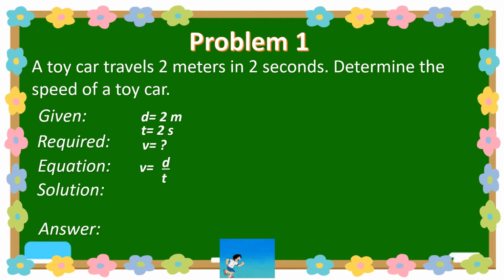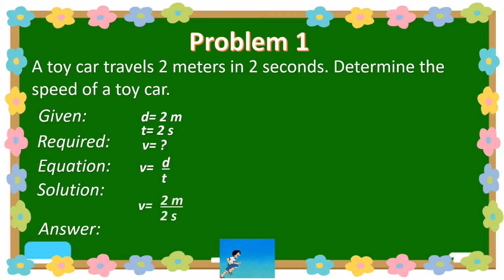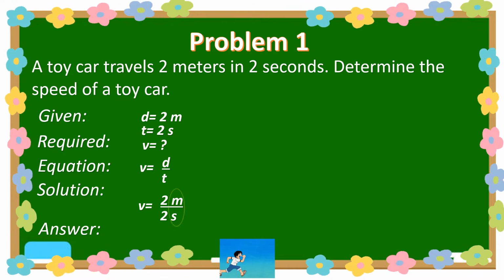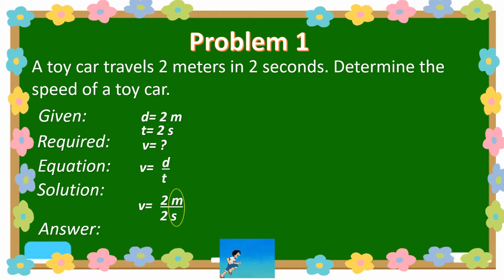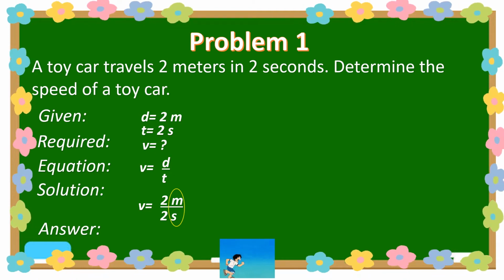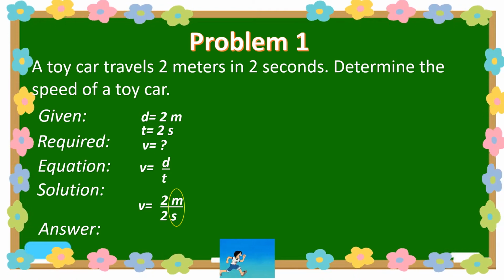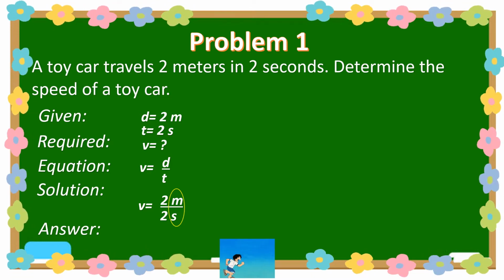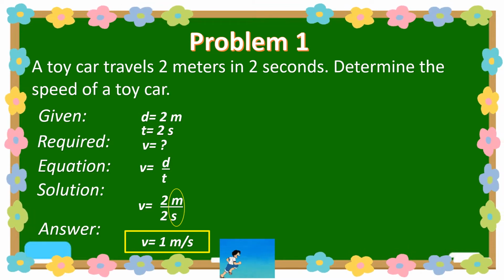And then for the solution, just substitute the values. What is the value of distance? We have 2 meters, and the value of time is 2 seconds. Then just copy the units, which is meter per second. Then divide the numerator and the denominator, which is 2 divided by 2. Then you'll get the speed is equal to 1 meter per second.